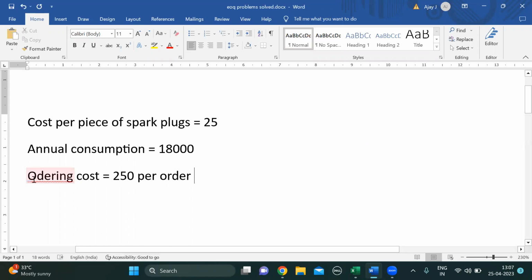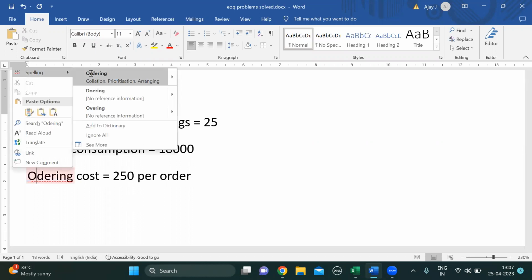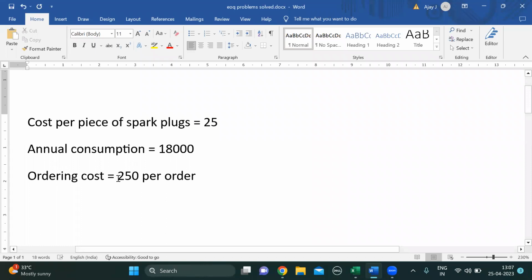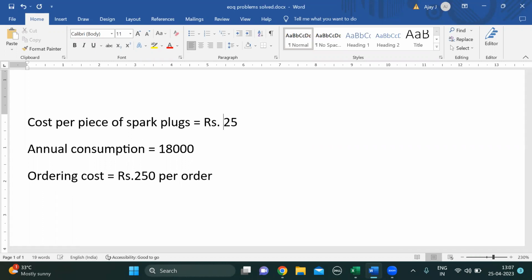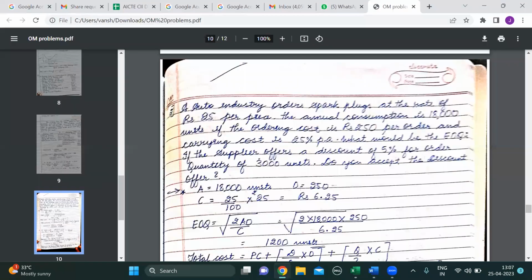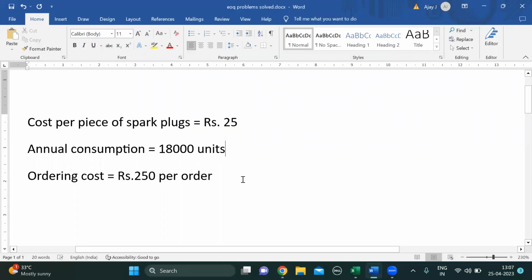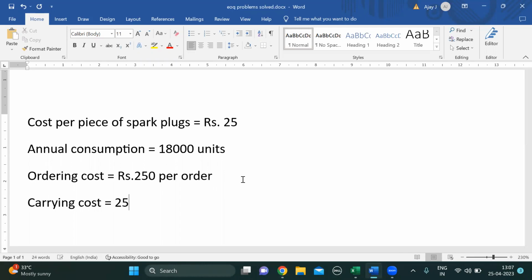These are all rupees. Cost also is in rupees, whereas the spark plug requirement is in units. Okay, let's see what else is given. Carrying cost is 25% per annum. So we'll write here carrying cost is equal to 25% per annum.